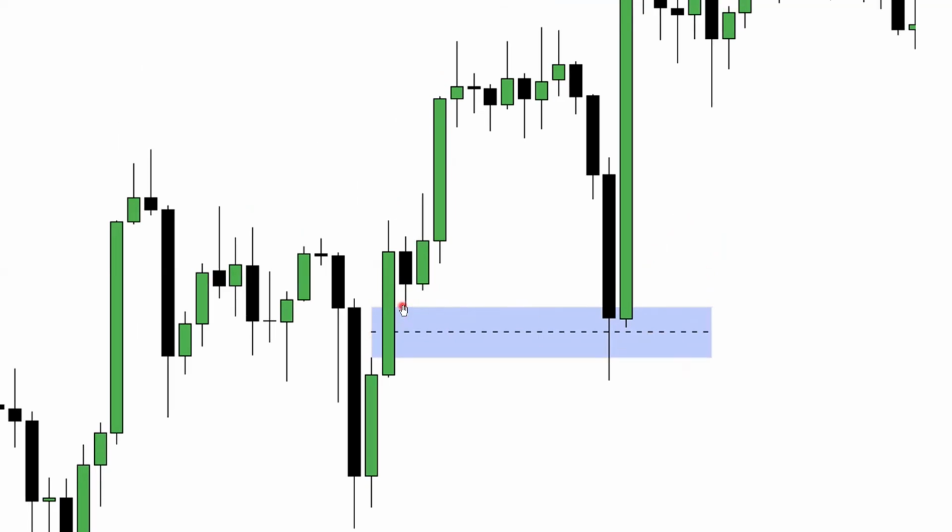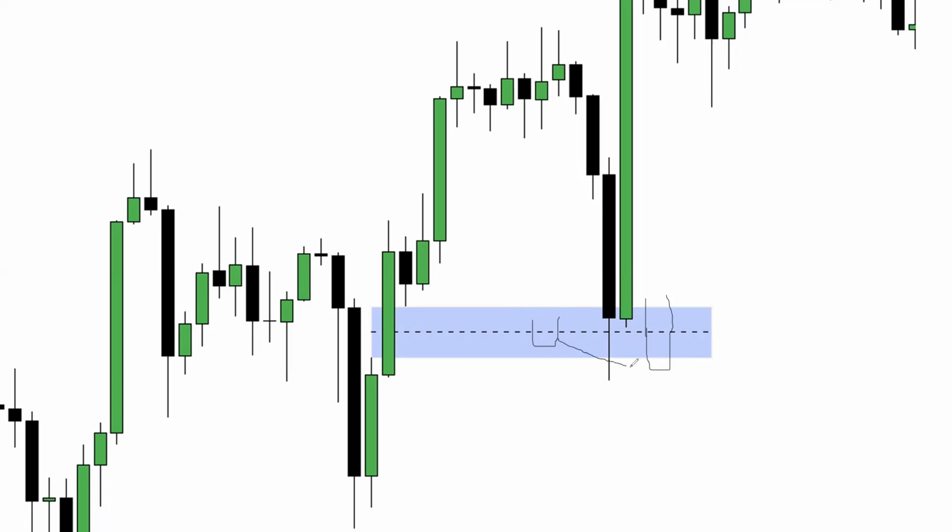Now, the probability for this fair value gap to hold price reduces when price closes below this fair value gap. So let's assume we have a candle here closing below this fair value gap. It reduces the probability. Okay. But if it closes below the midpoint of this fair value gap, which is also called the consequent encroachment, the probability is still low, but increases.